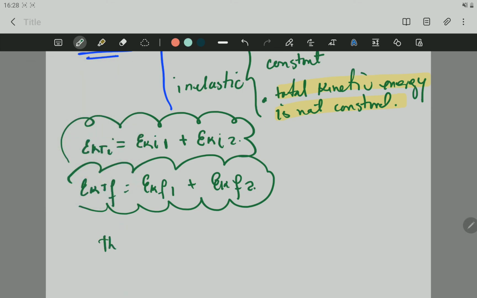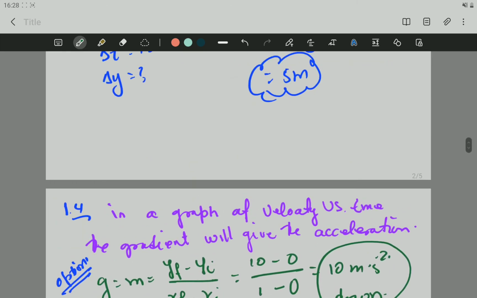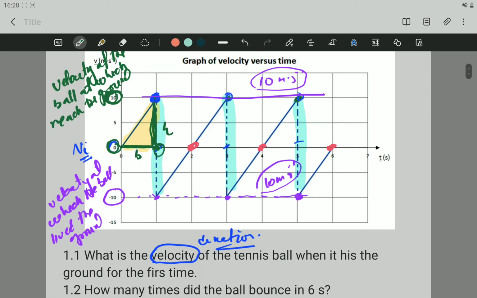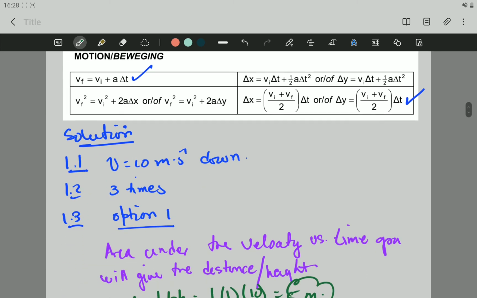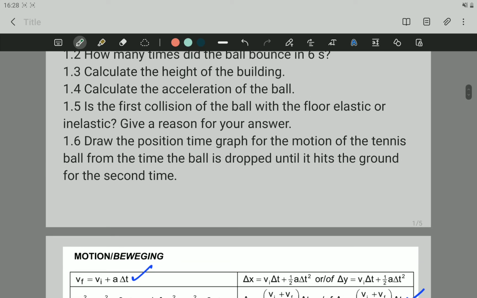So the collision is elastic. That is the answer of the question. I hope it's clear. It is elastic because the kinetic energy is conserved. How do I know the kinetic energy is conserved? Because the speed of the objects stays constant. It did not change. For the ball it stays 10 when it leaves the ground as well as when it reaches the ground, and the ground does not move. Okay? So that is question 1.5. Let's go to the next question.